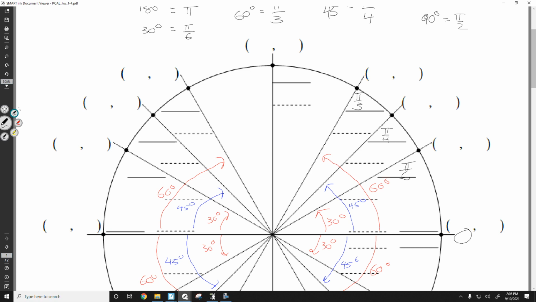Okay? Now, what I'm going to show you is the way that I get all of the other angles in their location. Okay? And this is what you need to get to in your head so that you don't have to convert radians into decimals. And I've already showed you this one.